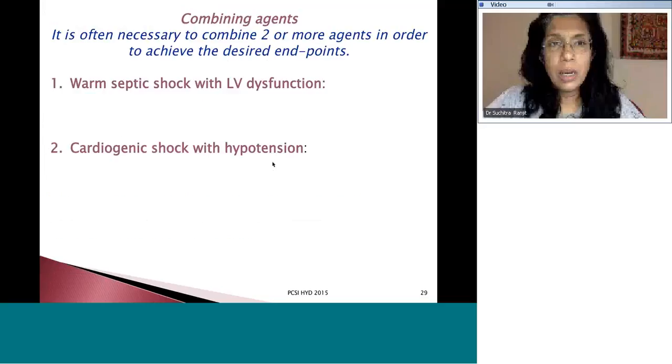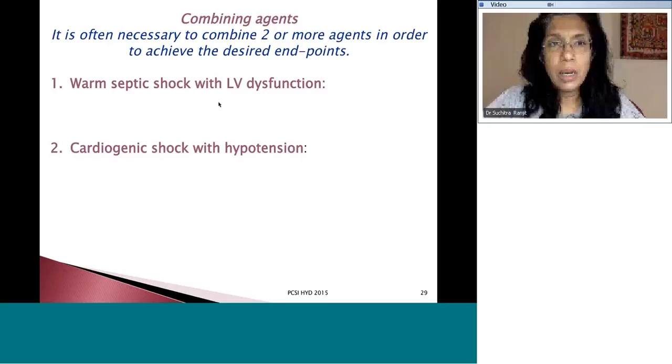Sometimes we combine two or more agents, and this is a common scenario, especially in the pediatric ICU. If you have a patient with warm septic shock, that means the SVR is already low, the diastolic BP is low, but you also have LV dysfunction, with decreased ejection fraction. And we are worried whether, if you use NORAD, the LV dysfunction will worsen.